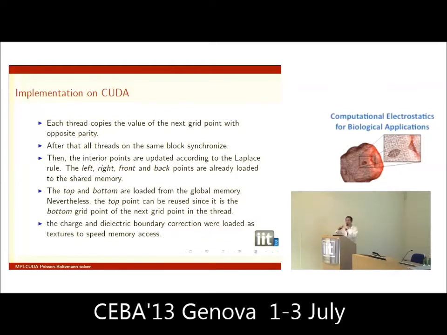Then the potential up and down have to be fetched from global memory, and to reduce the number of fetches to global memory, each call to the top part is then used as the bottom for the next iteration. So we saved one call to the global memory. Charge and electric constants were loaded as textures, and so basically that's the algorithm, in a very succinct way.